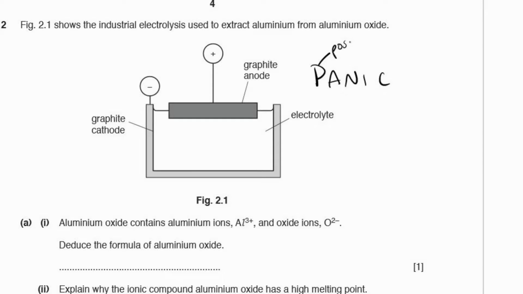So the positive is anode, negative is cathode. I always write that at the beginning of an electrolysis question. Sometimes it tells you what the anode and cathode are, but sometimes it doesn't, and it generally comes up somewhere in a question.